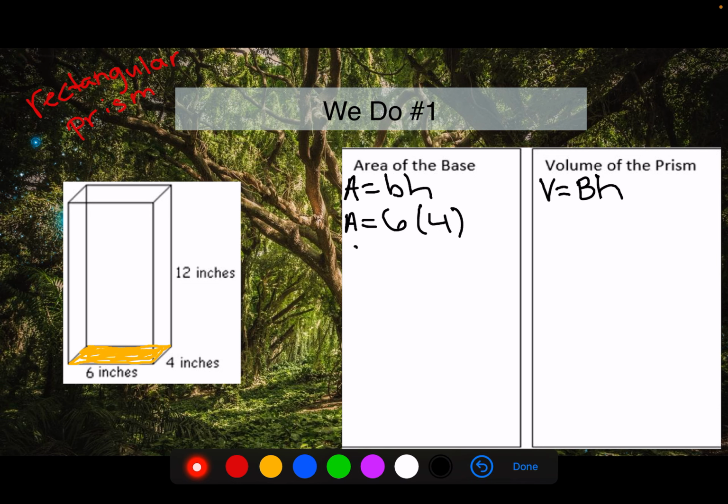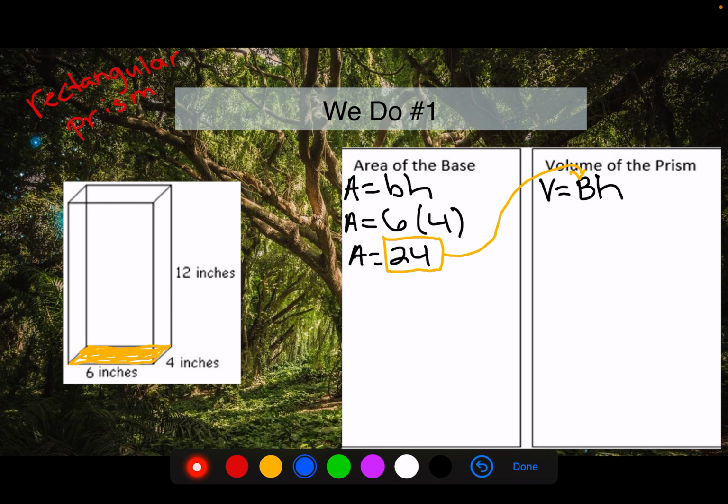So now we take that and we multiply. Remember, your formulas tell you to multiply because you have a letter next to a letter, so that means to multiply. So 6 times 4 is 24. Now you're going to take this 24, because that's the area of the base, right? And you're going to plug it into where your B is at.